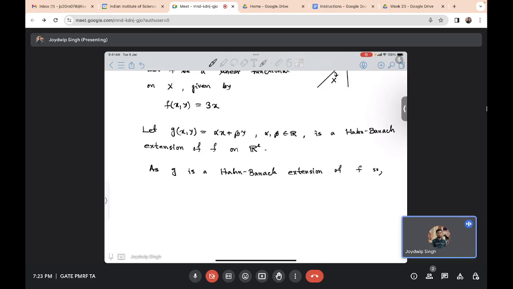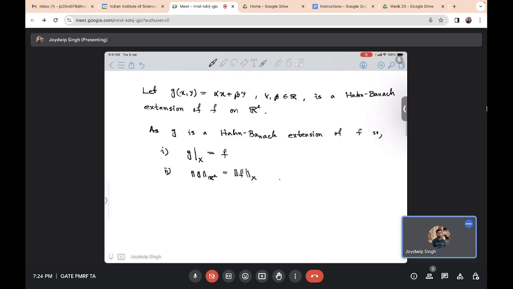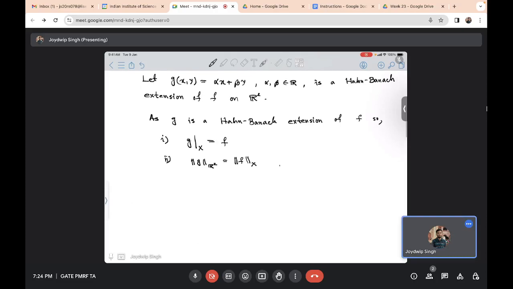So we have two properties. First, if we restrict G to X, it will be the same as f. And second, the norm of G on the whole vector space R2 and the norm of f over X should be the same. So these two properties of Hahn-Banach extension tell us that you can extend the linear functional f to a linear functional on the whole of R2, which is G, preserving the norm. Okay, so we have to calculate G basically. So let's calculate G.